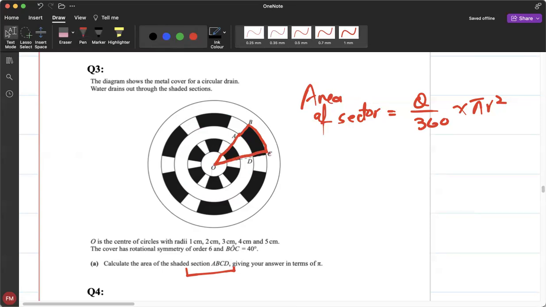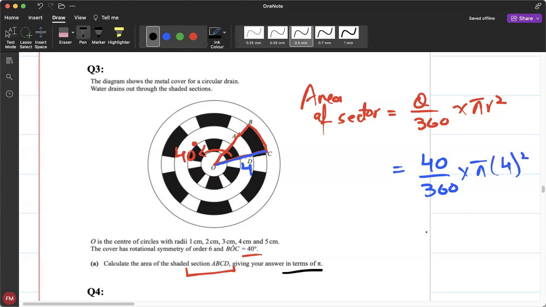Now, guys, what you need to realize over here is that they've given us the angle as well. They've given us that this is 40 degrees. Inside, we have 40 degrees. Listen to me carefully. The first one had radius 1, the second one had radius 2, the third one had 3, the fourth one had 4. So right now, we are dealing with the radius, which is 4. If that is the case, let's plug this in. 40 over 360 times pi, and then we have 4 squared.